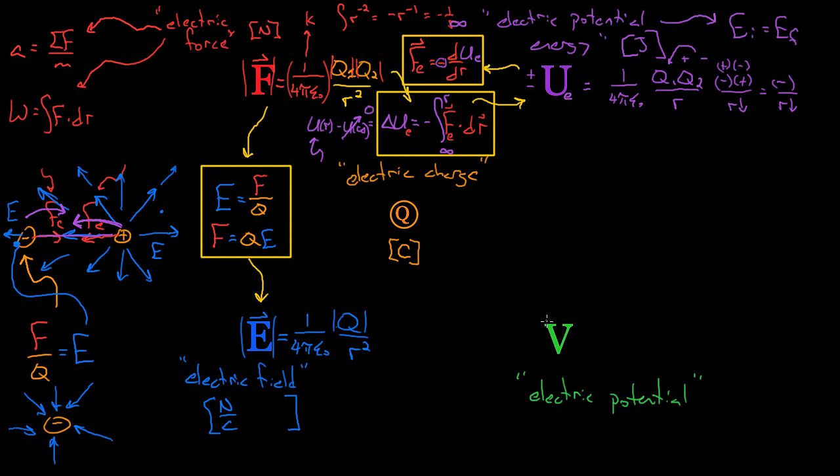So what is this remaining V down here? Why does it sound so similar to electric potential energy? Because just like E, this E is F over Q. This V, the electric potential, is U over Q. So I'm going to do the same thing. Watch, I'm going to take U, I'm going to divide by Q.